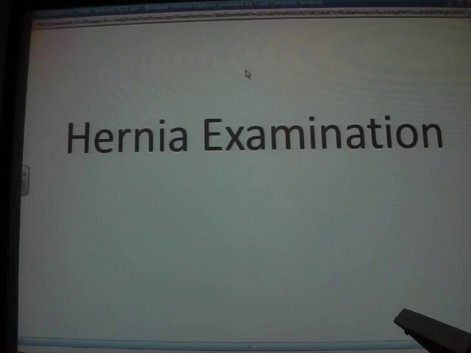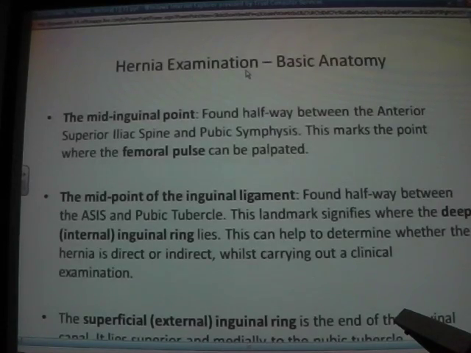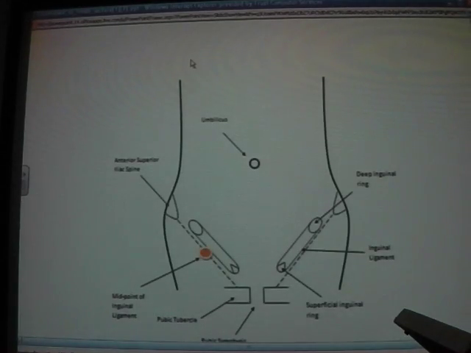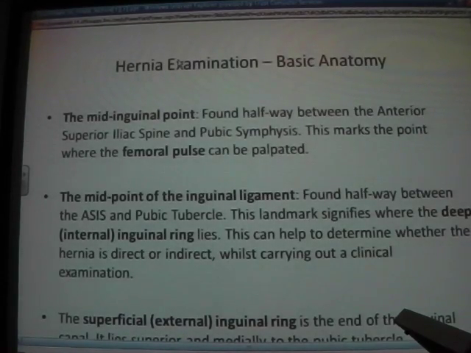We're going to talk specifically about groin hernias. This is the only slide of anatomy, don't worry. The only important bit in this slide is actually the middle bullet point. To examine the hernia, you need to know where the deep inguinal ring is. That's midway between the anterior superior iliac spine and the pubic tubercle, which is there. Not to be confused with the mid-inguinal point, which is the femoral artery.